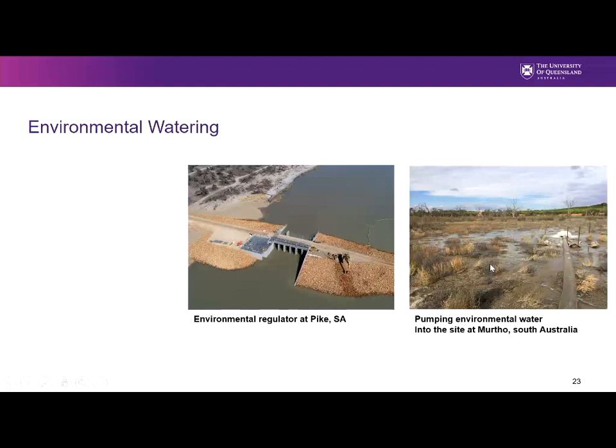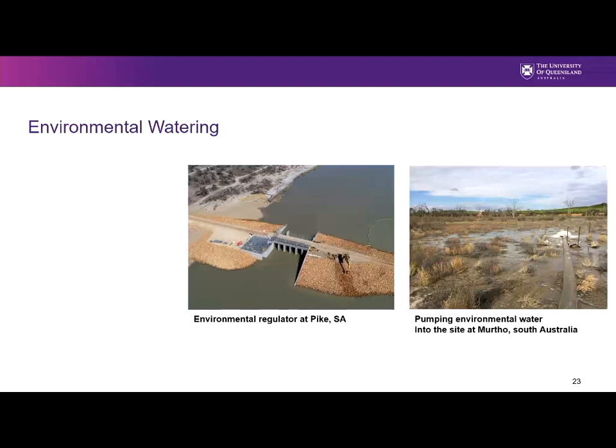Now, we need to save the floodplain. Otherwise, they are dying. So this is what we call environmental watering. Given the river water level is being controlled by the locks, natural flooding is not able to flood them. So the only way is to introduce water into these areas. Right? Environmental watering is one of the processes.